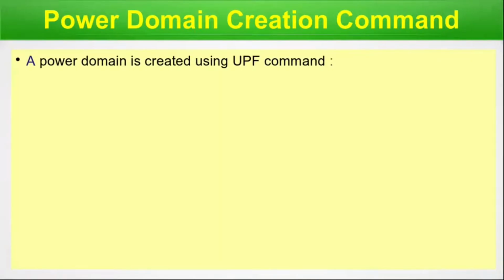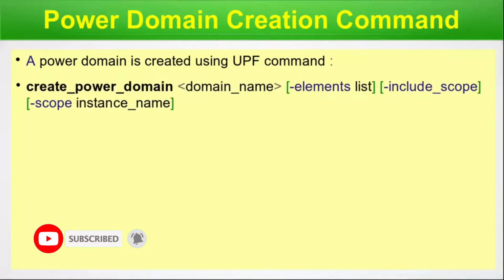Power domain creation command. Now we'll come to the command with which we can create a power domain in UPF. A power domain is created using the command create power domain. Next comes the domain name, and next is elements, the list of design elements, and the two others are include scope and scope with the instance name. Let's see what they are.